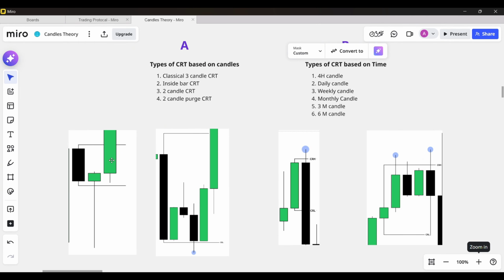The first one is the classical three candle. This is the accumulation candle. This is the manipulation. Have you seen? It closes inside the range, confirming the CRT. We enter from here. We will learn how to enter from here.